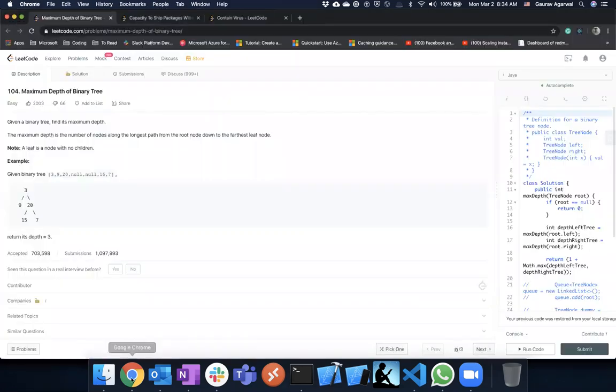First problem, which is the easy one. So the question is, we are given a binary tree. We have to find the maximum depth of the binary tree. Anyone, like, what is the depth of a binary tree?